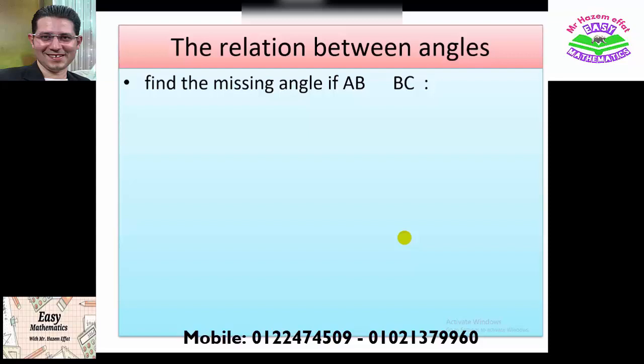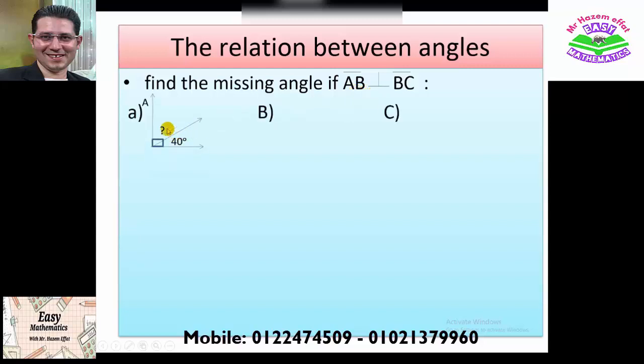Follow the relation between angles. Here he asked me to find the missing angle if line segment AB is perpendicular to line segment BC. What is the meaning of this sign? When we have this sign, it means there is a right angle.